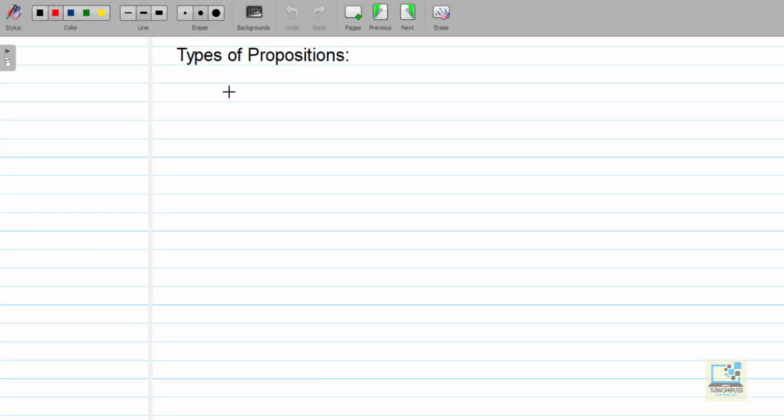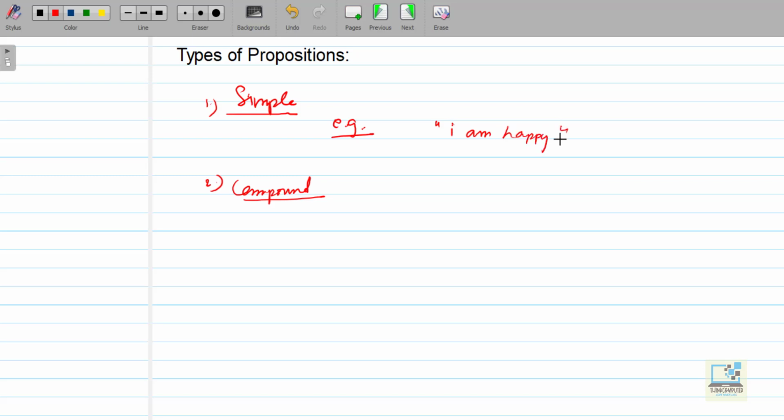There are two types of proposition. One is called simple proposition and one is called compound proposition. Let's take some examples to understand. If I write a single statement, for example, I am happy, this can be called a simple proposition. Basically a simple proposition is a single statement.